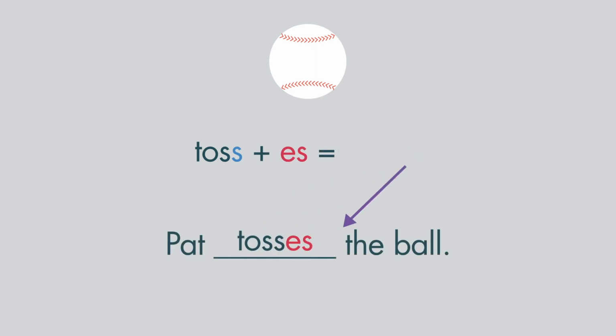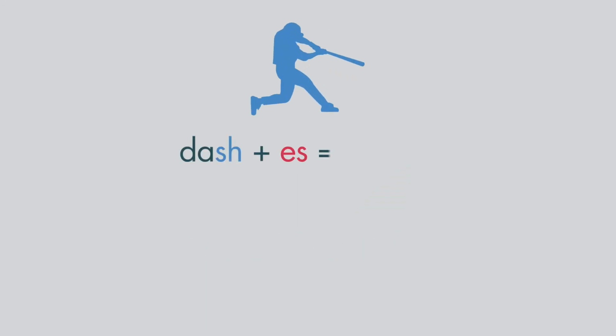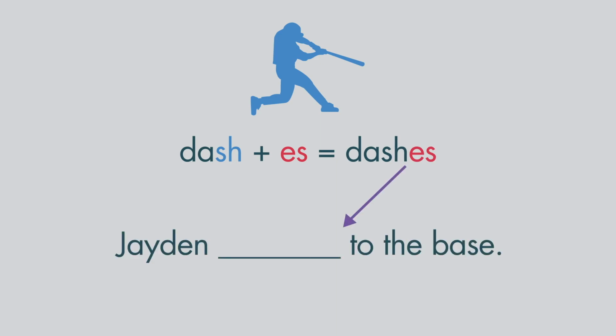Pat tosses the ball. The verb dash ends with sh. Add es to make the subject and verb agree. Jaden dashes to the base.